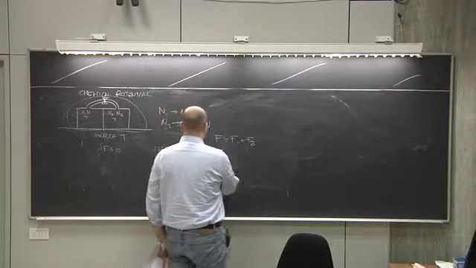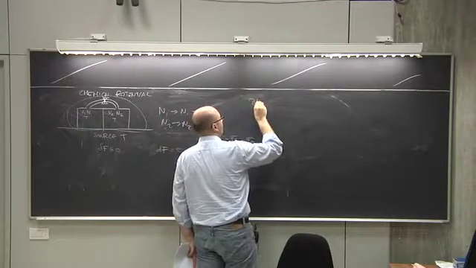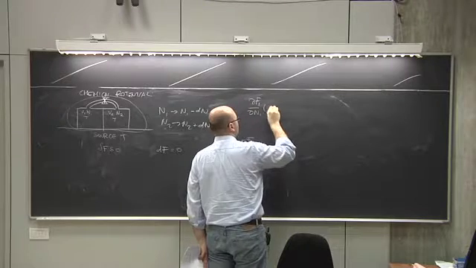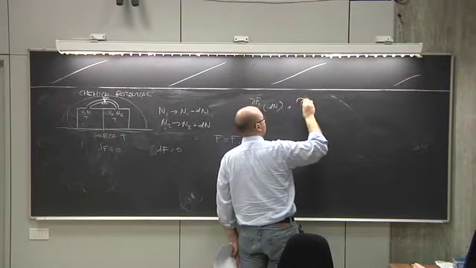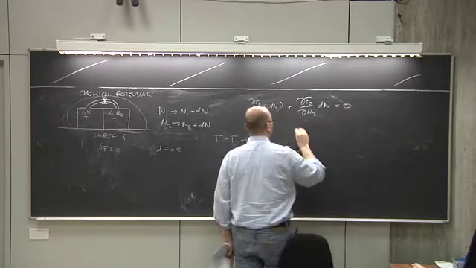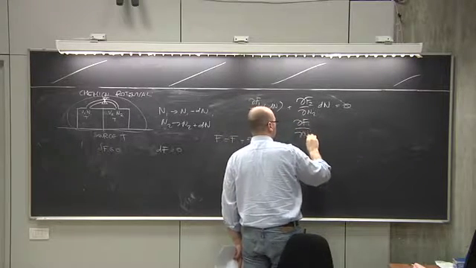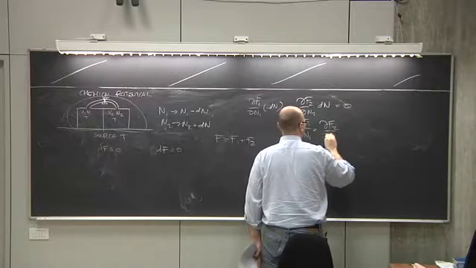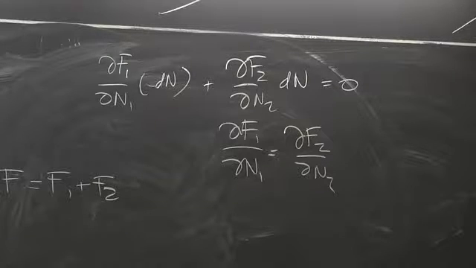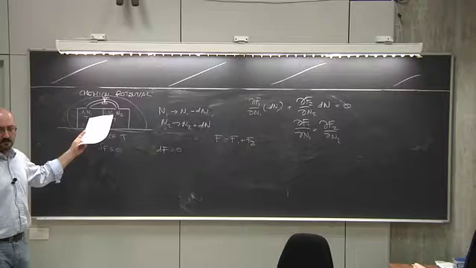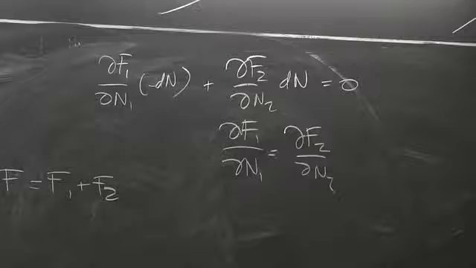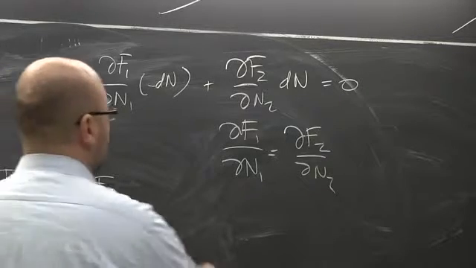So this delta dF equal to 0 means that dF1 by dN1 times dN1, which is minus delta N, plus dF2 by dN2 times plus dN is equal to 0. And so we have equality of the free energy derivatives. If I allow for particle exchange between the two subsystems, then they go to a situation in which the derivatives of the free energy with respect to the particle numbers are the same. These things are called chemical potential.